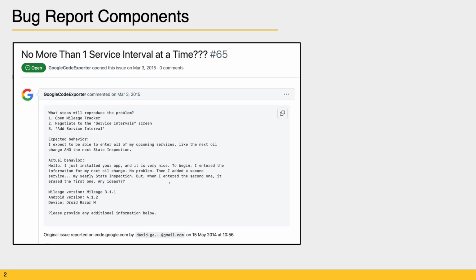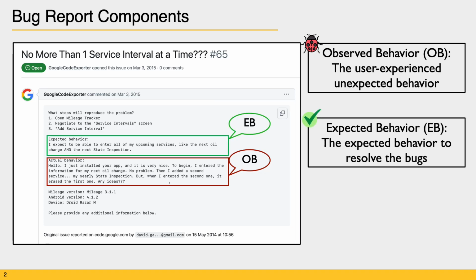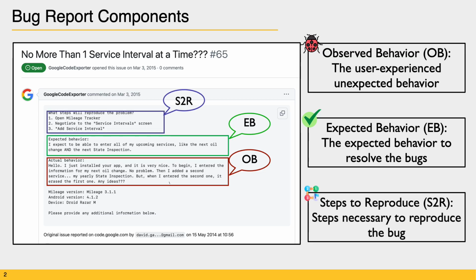At the very least, a bug report must contain three different pieces of information. First one is observed behavior, the unexpected behavior a user experienced. The second one is expected behavior, the expected behavior from the app so that the bug will be resolved. The third one is the steps to reproduce, that is, the steps that are required to reproduce a bug. The goal of providing all this information is to help developers so that they can understand, locate, and fix bugs.